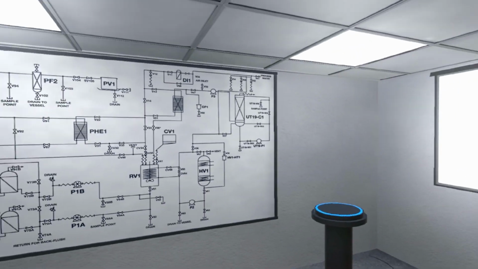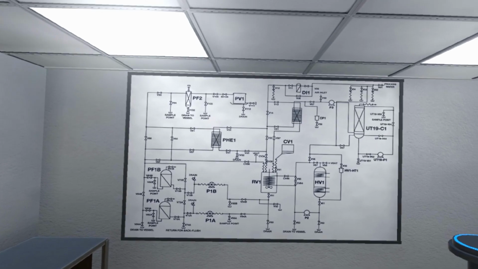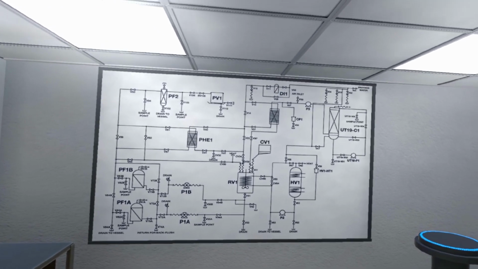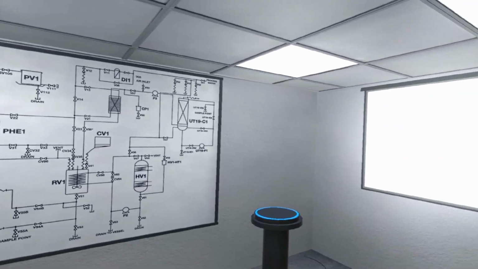Each equipment is given a label or a code. In process flow diagrams, equipment is identified using both letters and numbers. Codes begin with the equipment's name, then a corresponding number.